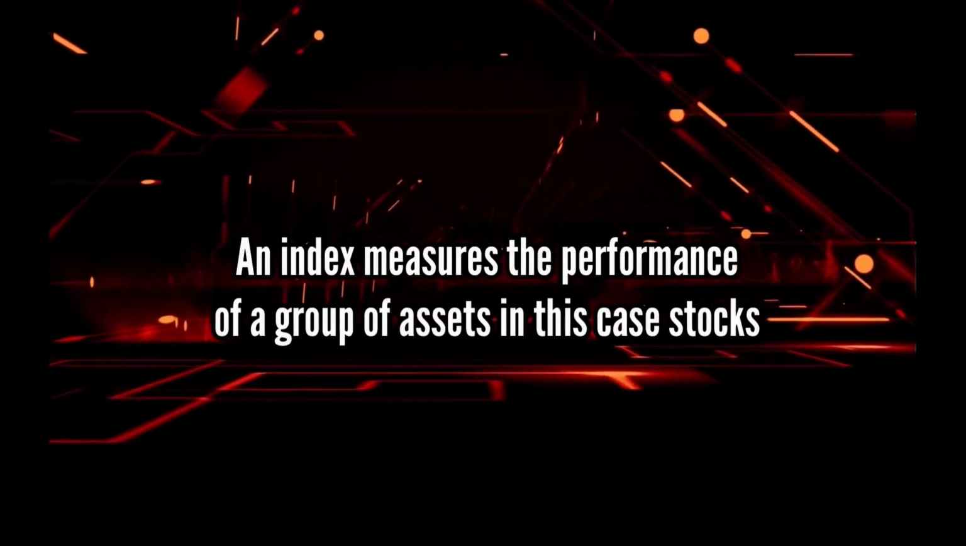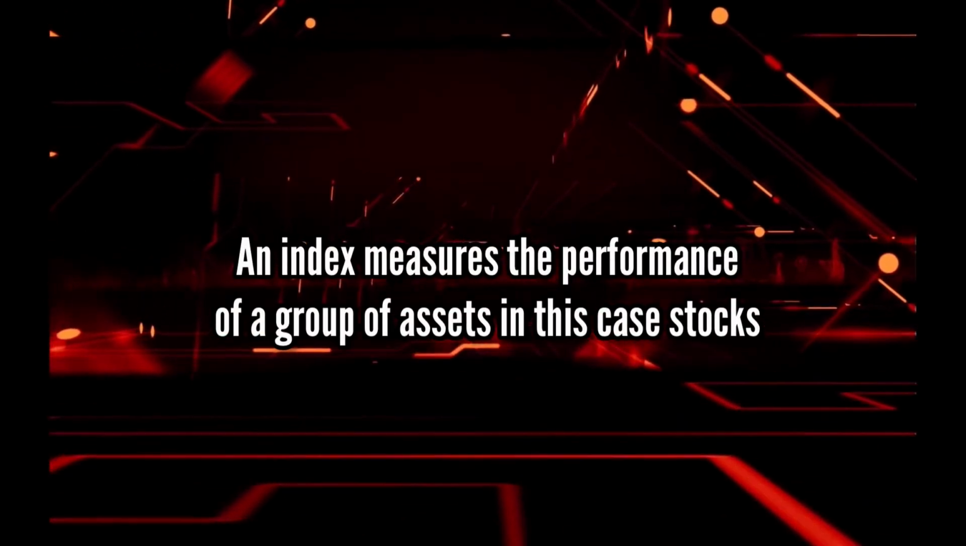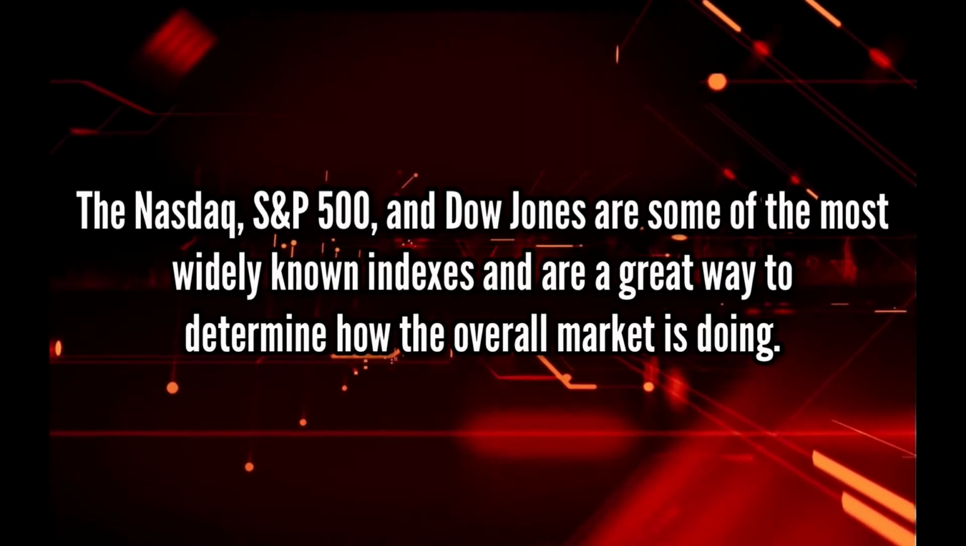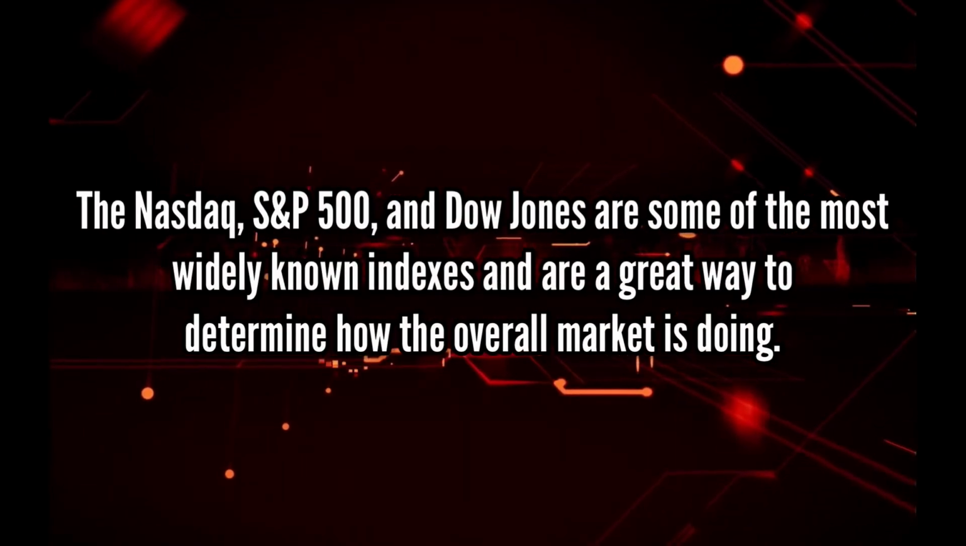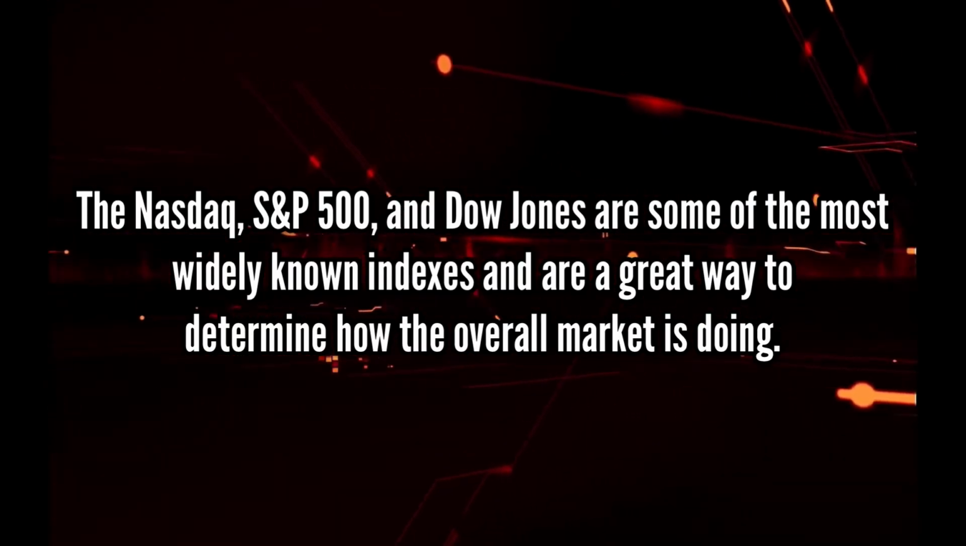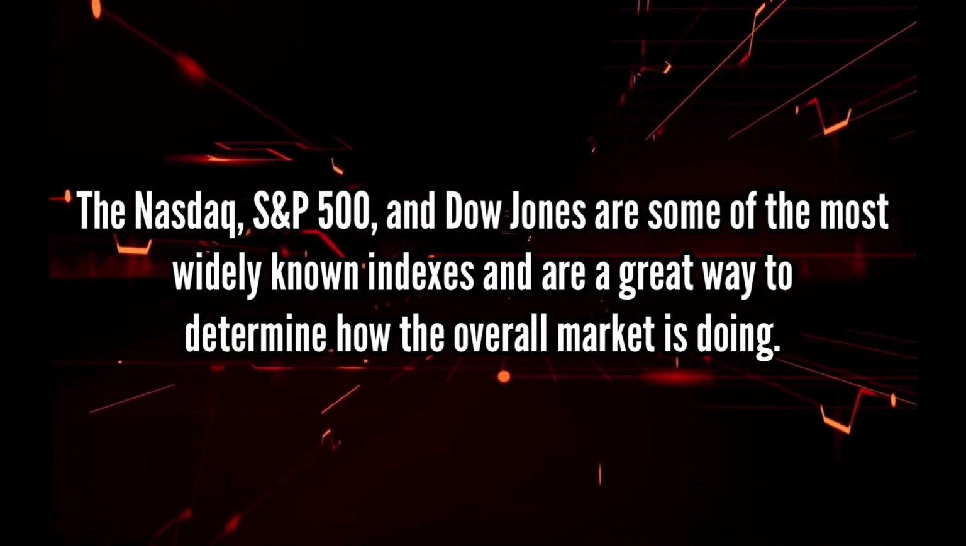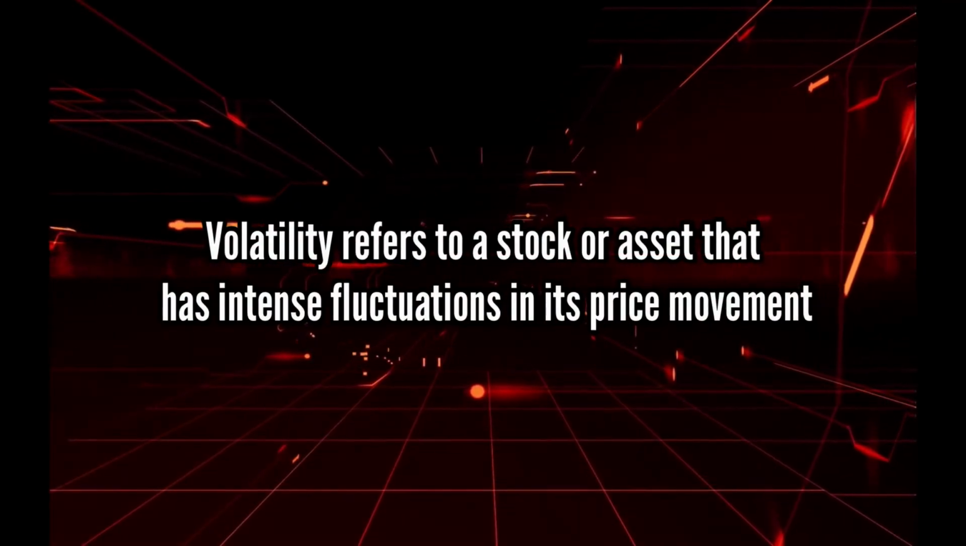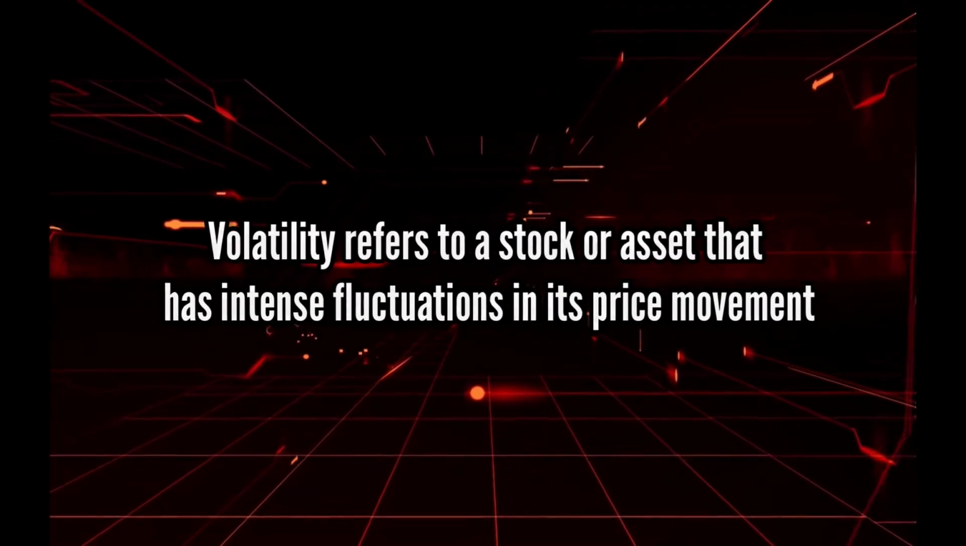An index measures the performance of a group of assets, in this case stocks. The NASDAQ, S&P 500, and Dow Jones are some of the most widely known indexes and are a great way to determine how the overall market is doing. Volatility refers to a stock or asset that has intense fluctuations in its price movement.